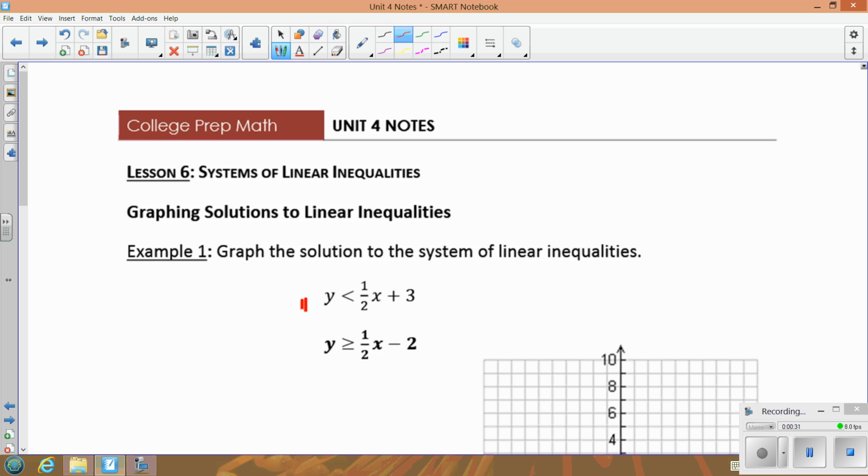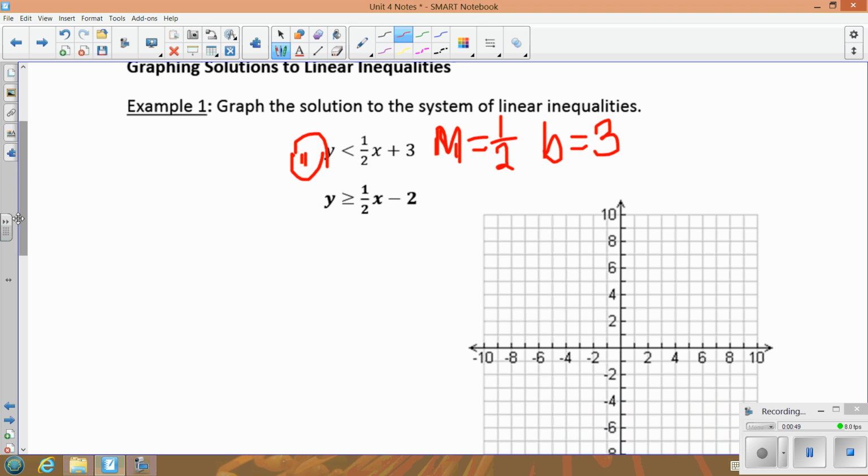So the first thing I'm going to do is look at this first inequality. When I look at it, I have to figure out the slope is going to be 1/2, and the y-intercept is 3. What that means is I'm going to start up at 3, and then I'm going to go up 1, right 2, and just continue doing that process. So up 1, right 2, up 1, right 2, up 1, right 2, and then go the opposite direction, so down 1, left 2.